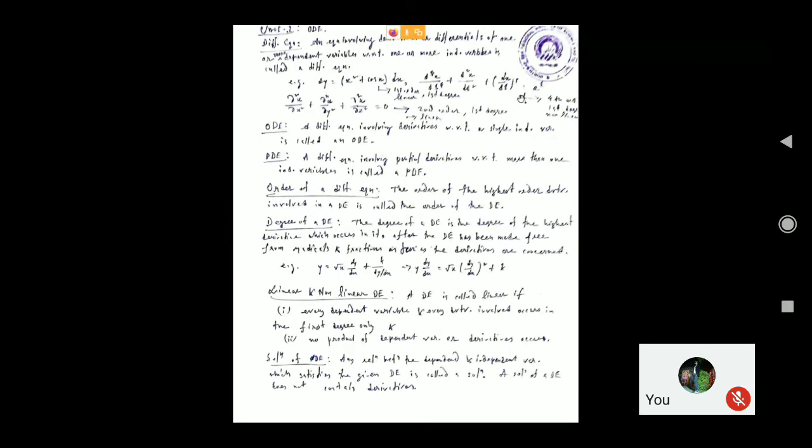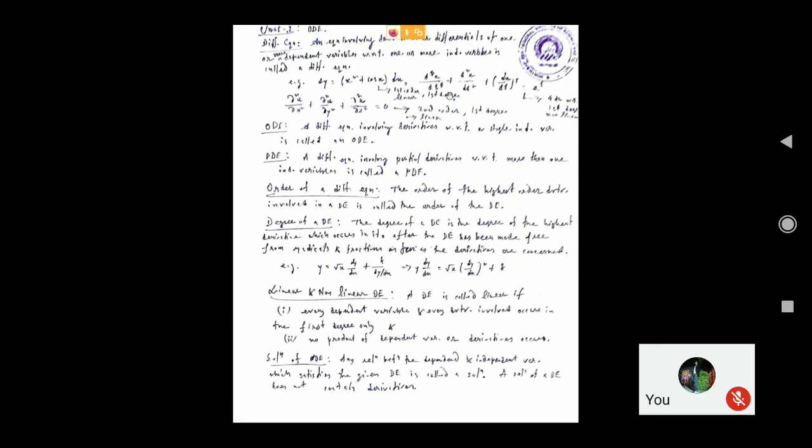Next, another differential equation is given. It is not very clear, so I'm telling you: it is d4x dt4 plus d2x dt2 plus dx dt to the power 5 equal to e to the power t.